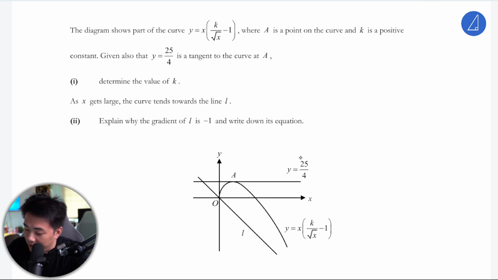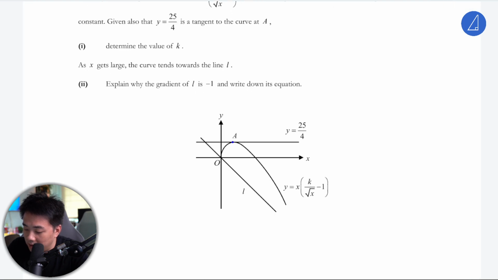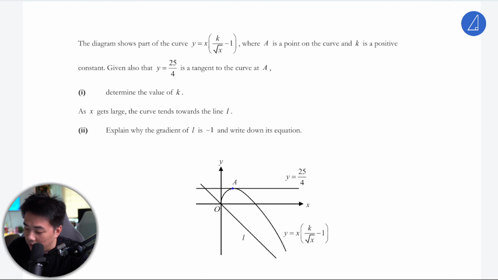Given also that y is 25 over 4, is a tangent to the curve at A. So in other words, it touches here. So determine the value of k. The value of k. Great.